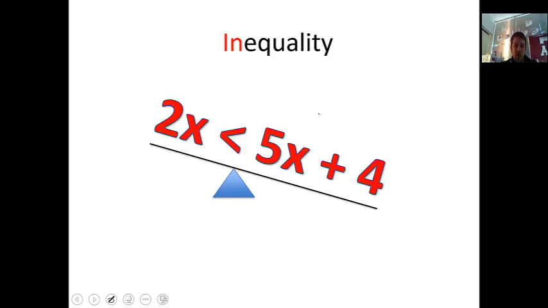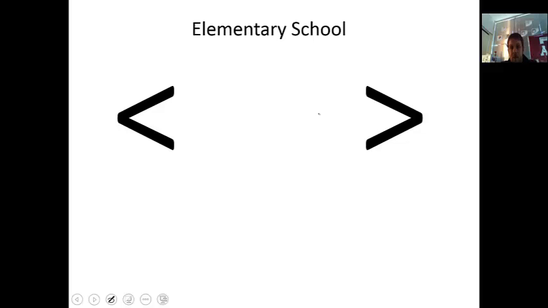Another example, we can say 2x is less than, because it doesn't weigh as much, 5x plus 4. Or we can say 5x plus 4 is greater than, because it's heavier than 2x. So these are examples of inequalities. So when the equation is not balanced, we could say that it's an inequality.